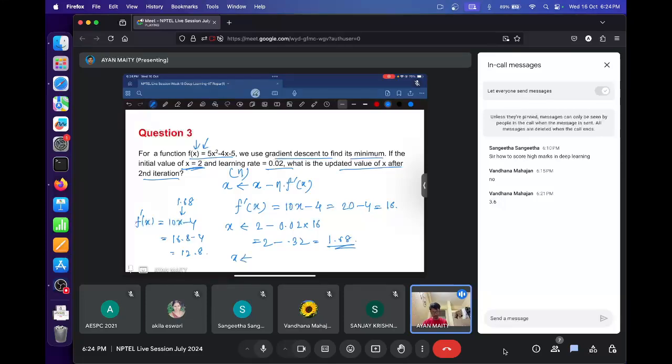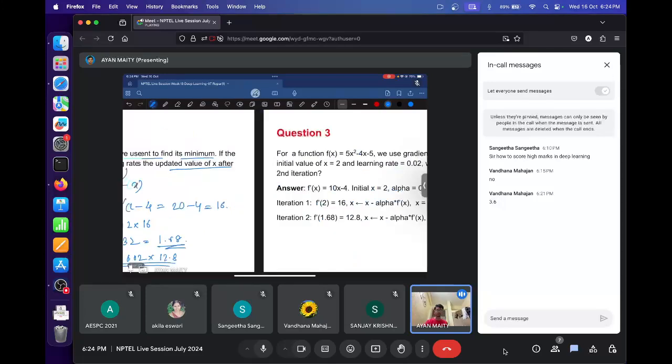So the new updated x after the second iteration would be: the value of x is now 1.68, minus eta, which is 0.02, into 12.8. So you have to compute this expression, and if you compute this, you should get 1.424.